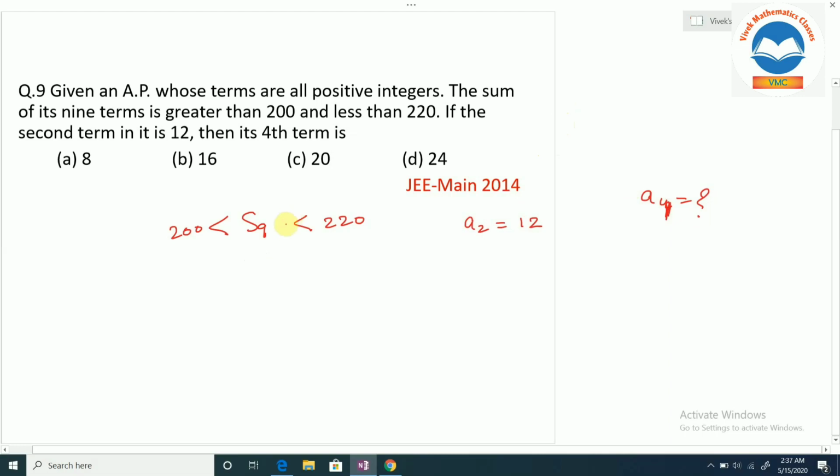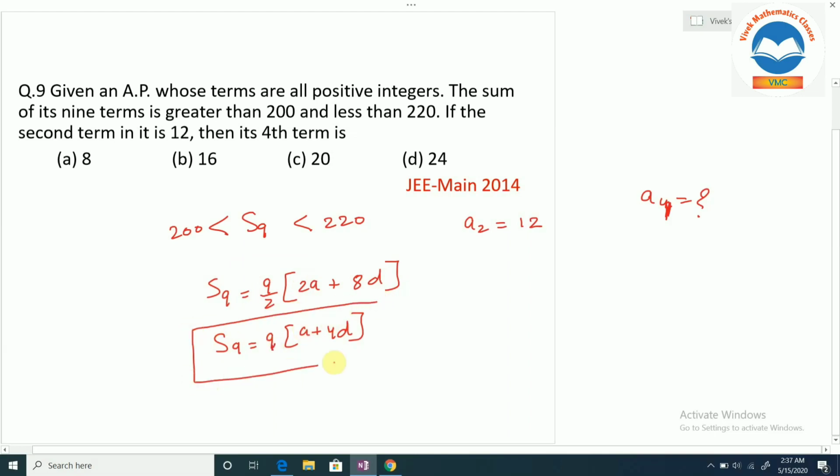So we will apply this S9 formula. What will be S9? S9 will be 9 by 2 bracket 2A plus 8D. So we can take 2 common in this. S9 will be equal to 9 bracket A plus 4D. 2 and 2 will be cancelled.